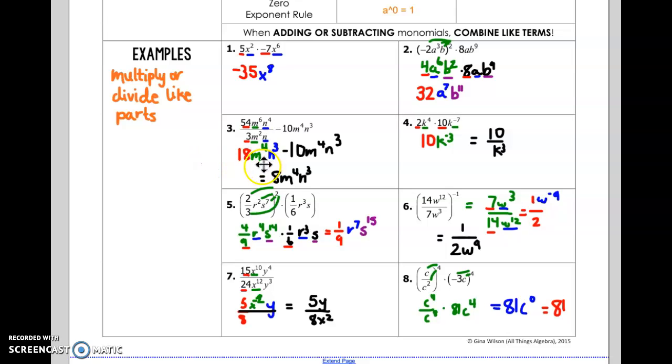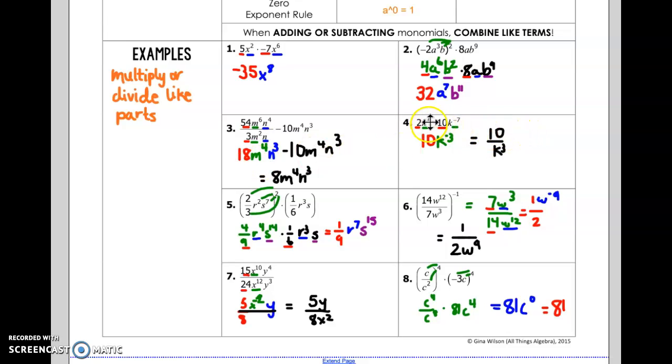Okay, and then number 3, when we divide, we again divide like parts and we're subtracting those exponents. So we end up having like terms here where we have 18m to the 4th n cubed minus 10m to the 4th n cubed. All right, and then we've got more multiplication.